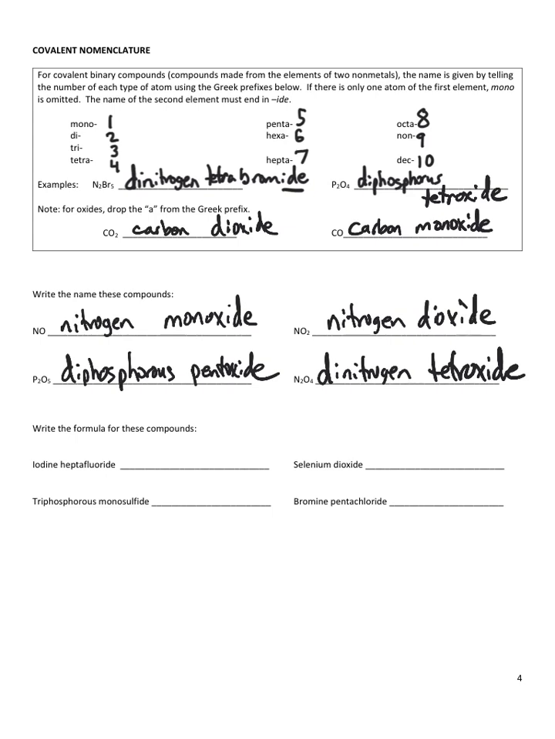So let's do these next four compounds. Iodine heptafluoride. Atomic symbol for iodine is I. And fluoride comes from fluorine. We only got one iodine. Even though we've left the mono off the iodine, it's understood. Hepta is a Greek prefix that means 7, so IF7 for iodine heptafluoride.